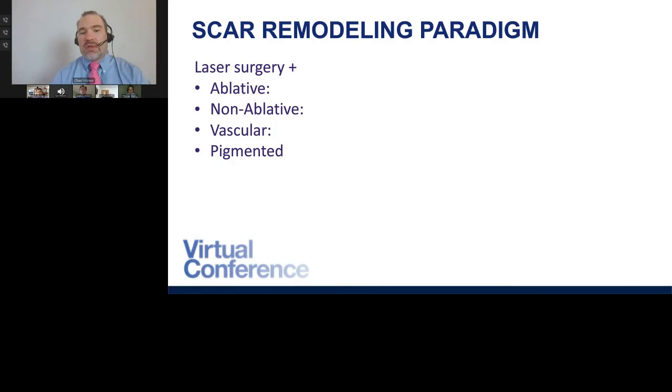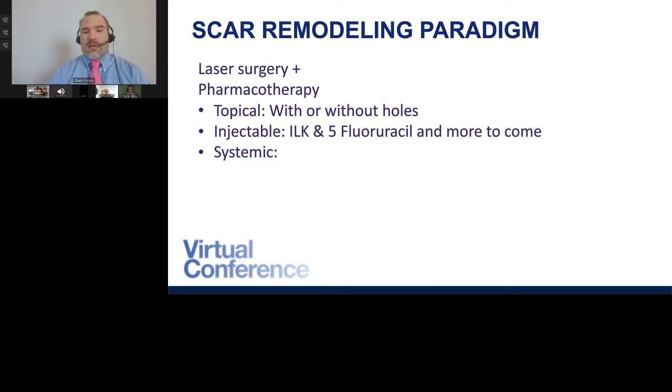Now you can have ablative, you can do non-ablative in the fractionation aspect of things, but you also have to take into consideration the vascular lasers as well as pigmented lasers, especially when you're dealing with the form aspect of a scar. So there are many different aspects to a scar and many different laser procedures that you can do in sequence or all at the same time.